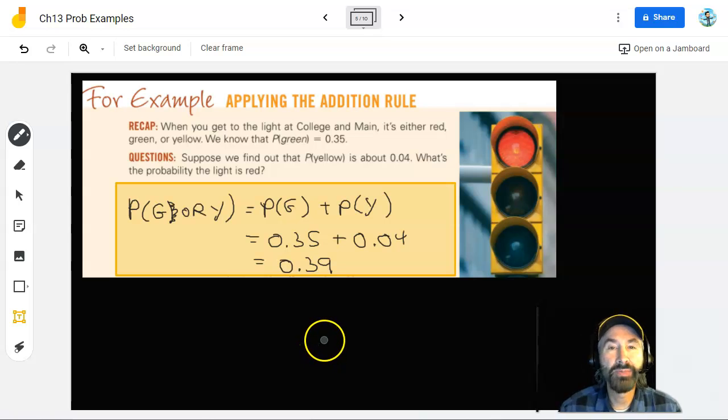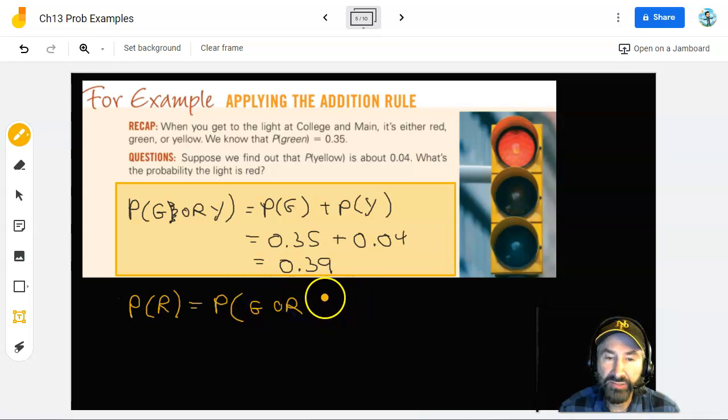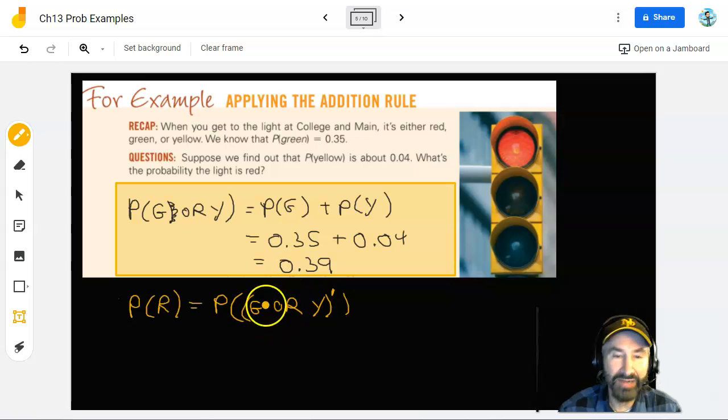And then to figure out the probability of red, we go back to the complement rule. The complement rule would go something like this. We want to know the probability of red, which equals the probability that it is not green or yellow. I think I've got to put parentheses there, do a prime, and then another set of parentheses. So we're looking at the probability that it's not green or yellow.